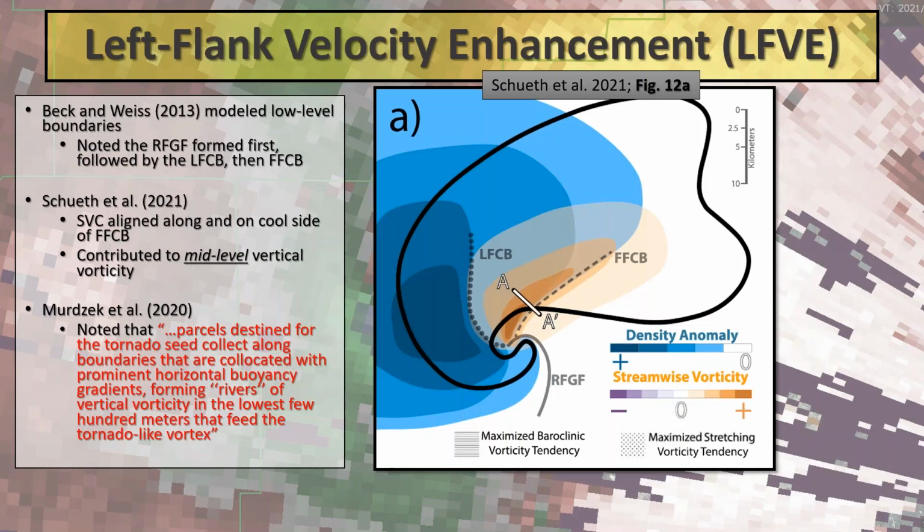But however, Markowski et al. and others have noted that the parcels destined for the tornado-like vortex that they model in their high-resolution simulations, those parcels are collected along boundaries that are co-located with prominent horizontal buoyancy gradients, much like you would see in the forward flank region, where rivers of vertical vorticity are formed, again feeding that and descending into the low-level, under the low-level mesocyclone. And there's that LFCB there.